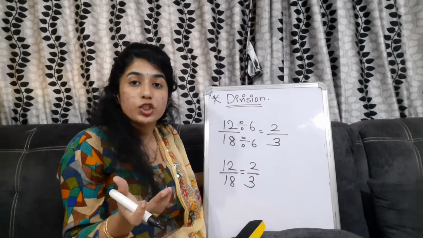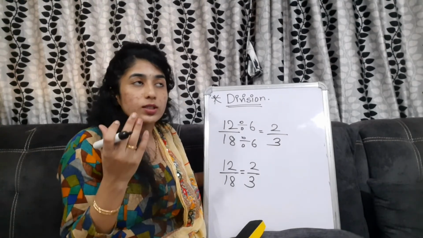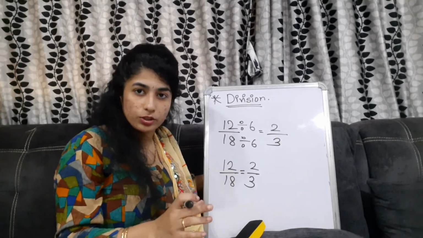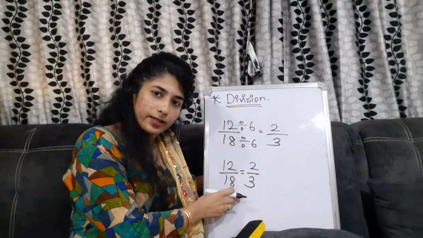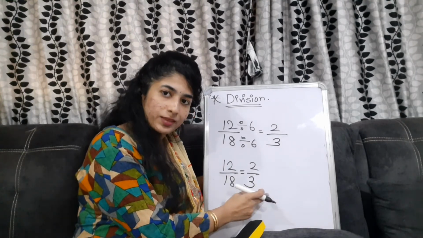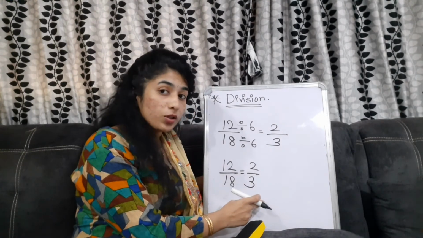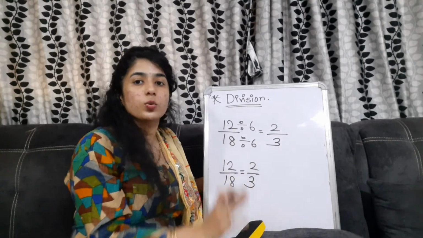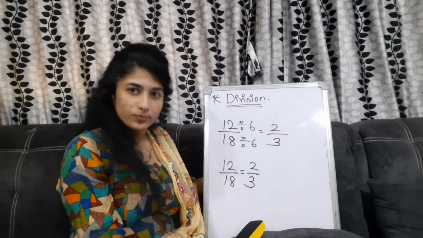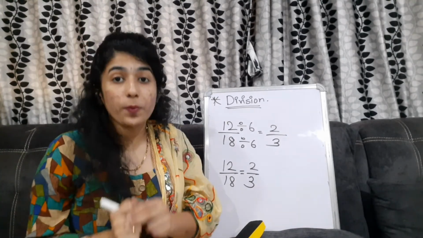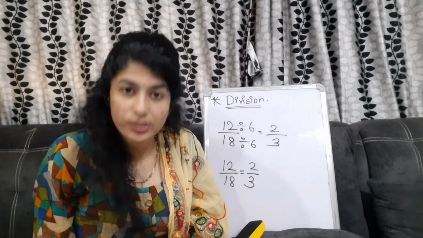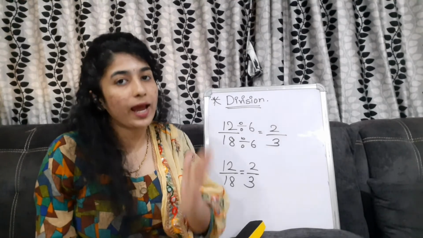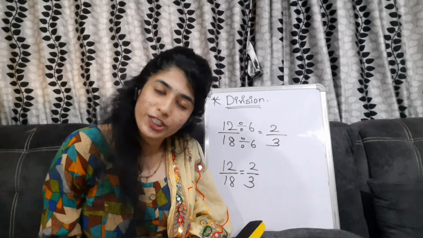Now why was I teaching you lowest form? Because see, you are doing some sums and you end up getting the answer as 12 upon 18. So you will not leave the answer like that. You will find the lowest form, that is 2 upon 3 also. If you do not find it, you might lose some marks. So always find the lowest form of any given question. So hope you understood what equivalent fractions are, how to find them through multiplication and division, and also how to find the lowest form of any given fraction.